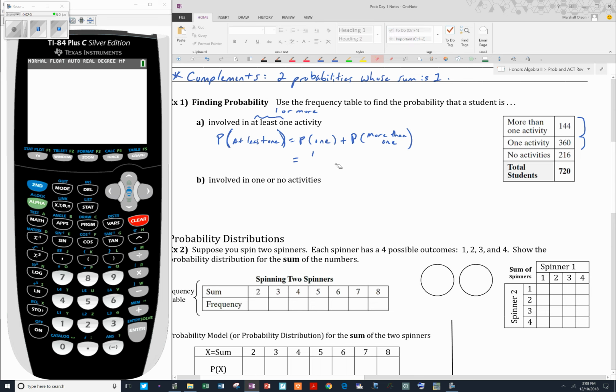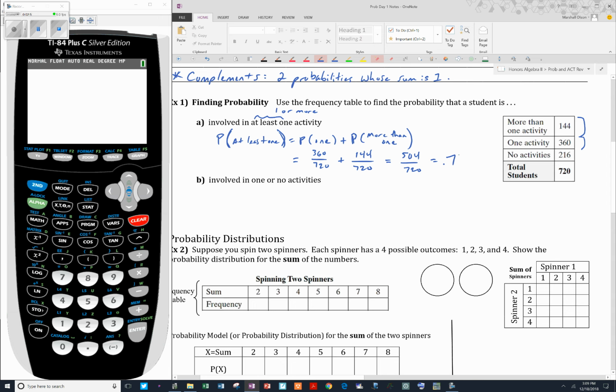One would be 360 out of these 720. And more than 1 would be 144. And obviously, since we're dealing with parts of a whole, we could add those together first and then put it over 720. So then that's going to end up being 504 out of 720, which is exactly 0.7.